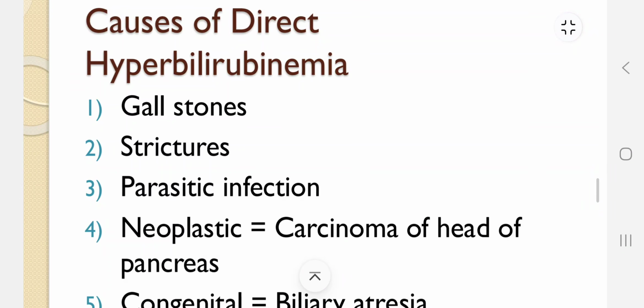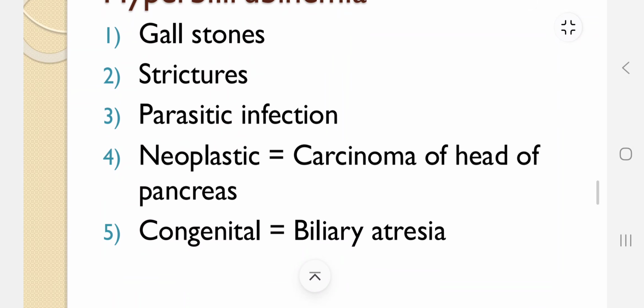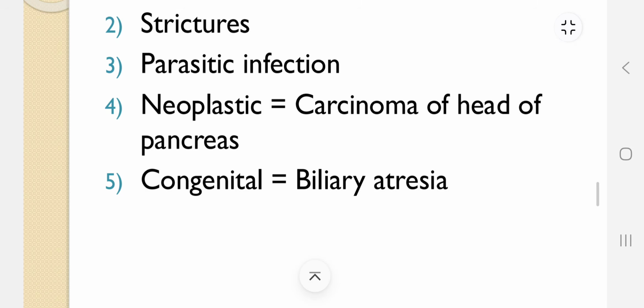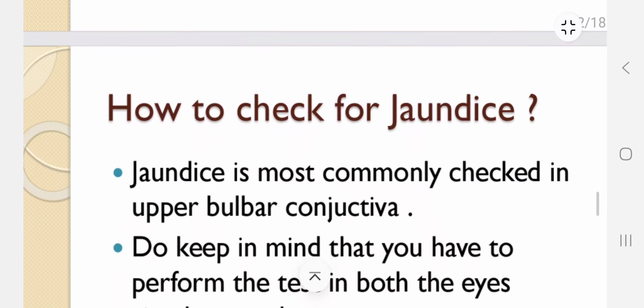Now we will look at the causes of direct hyperbilirubinemia. It includes gallstones, strictures, parasitic infections like Clonorchis, etc. Neoplastic causes like carcinoma of head of pancreas, ampullary carcinoma of Vater, etc. Congenital abnormalities like biliary atresia.